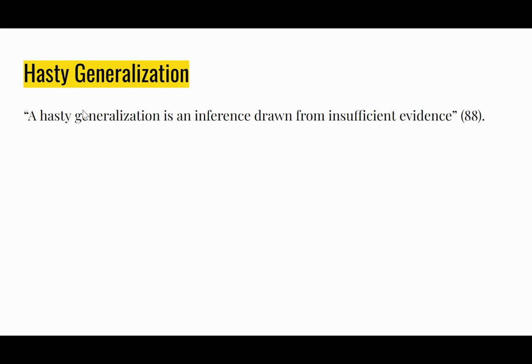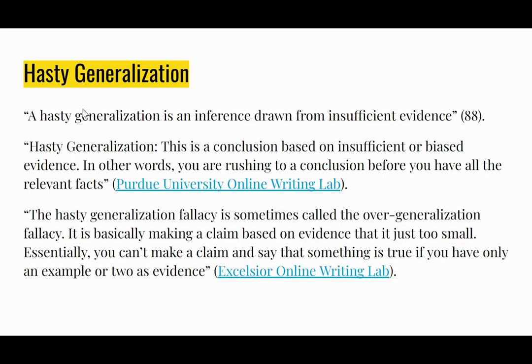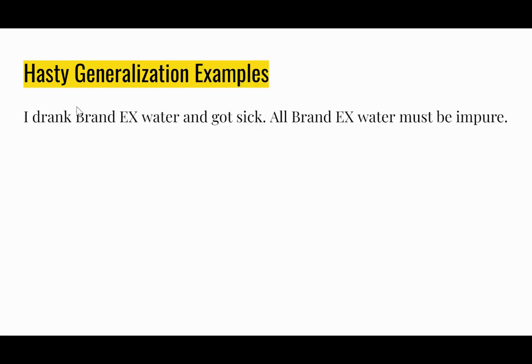The first one is the hasty generalization. It's basically an inference drawn from insufficient evidence. People rush to the conclusion and state the conclusion and argue for the conclusion before having all of the relevant facts. The claim based on the evidence is just too small, and you only have one or two pieces of evidence as your examples, and then you make a broad generalization based on them. I drank brand X water and got sick, therefore all brand X water must be impure.